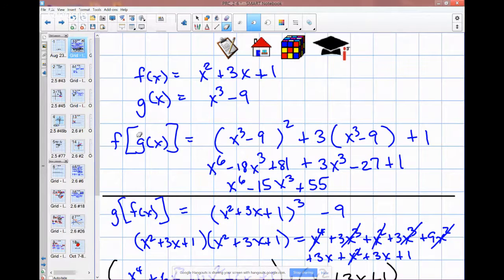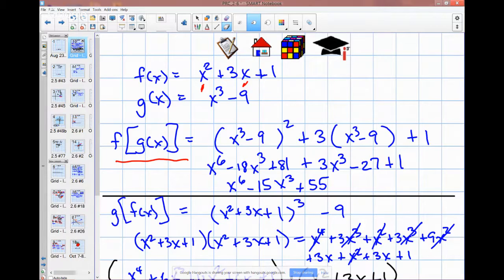So now, in this first example, right over here on the left, the main function is f, and I'm plugging g into that. Function f says, take whatever I give you, square it, then add 3 times that, and then plus 1. To g of x, every time there's an x, I've got to plug in an x cubed minus 9. And twice, because we had an x here, and we had an x here. So I had to plug it in 2 times.